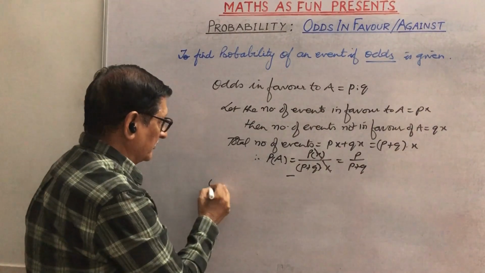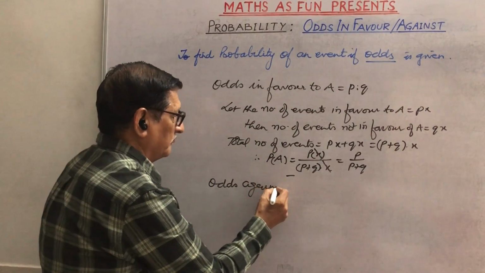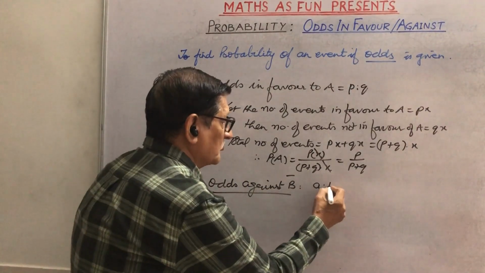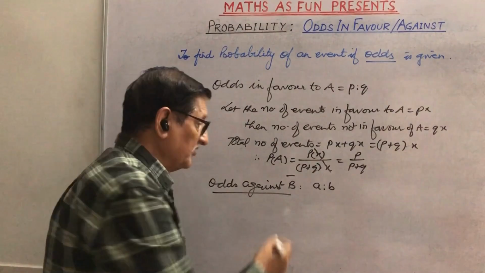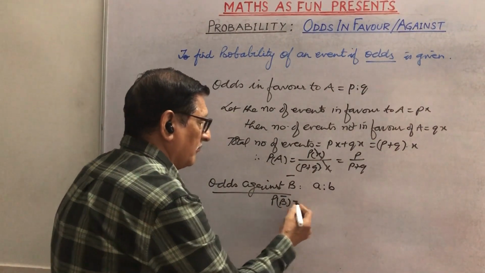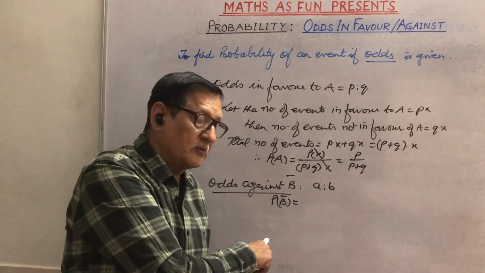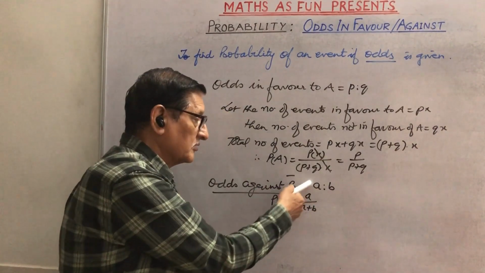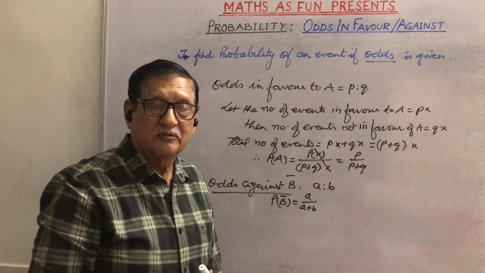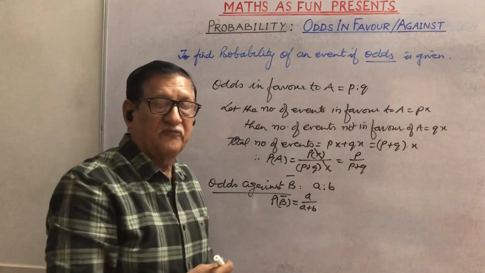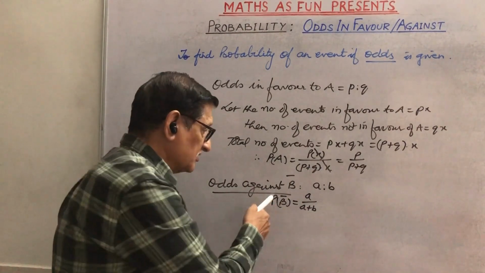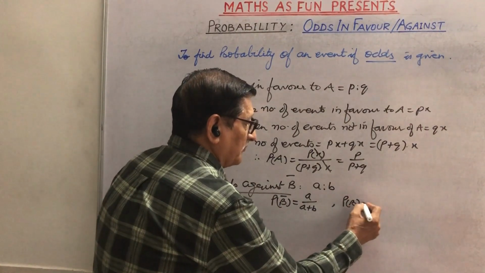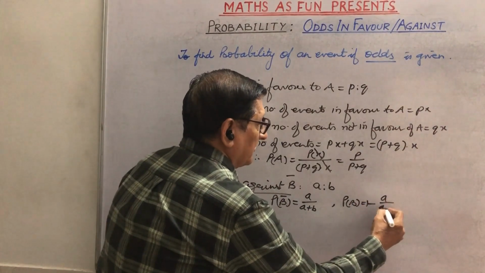In case we have been given odds against any event B, suppose that is a is to b, then can we say that the probability of B bar, that is the probability of not happening of B, will be a upon a plus b, using the same thing, because this is the number not in favor of B and this is the number of events in favor of B. So this is giving us the probability of not happening of B. We can find out the probability of happening of B by 1 minus a upon a plus b.